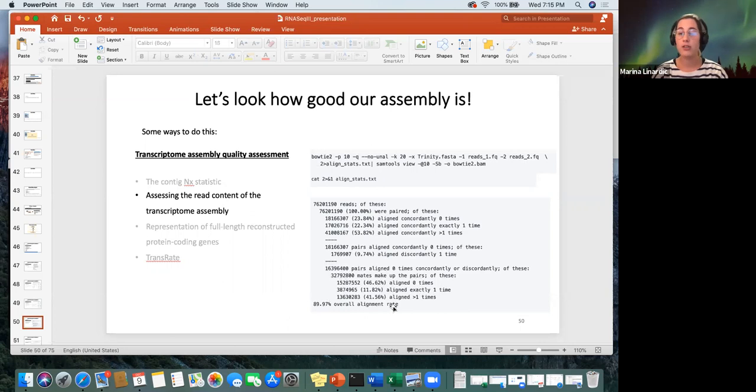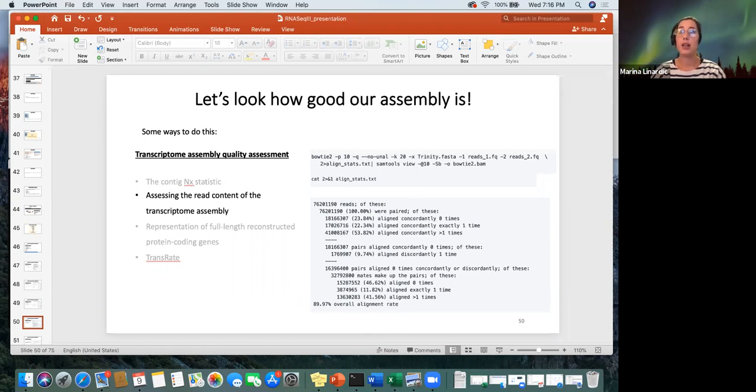At the end, it gives you information about the overall alignment rate. For a good assembly in this process, you would expect something above 80%. Anything below 80% probably would need some reconsideration, maybe cleaning the reads more or changing some parameters to do your assembly.